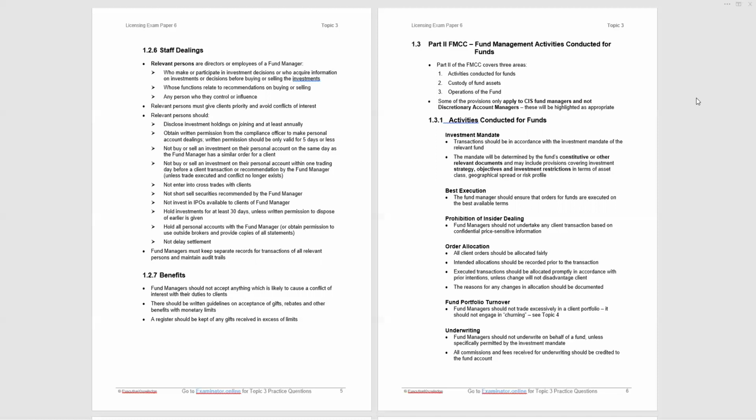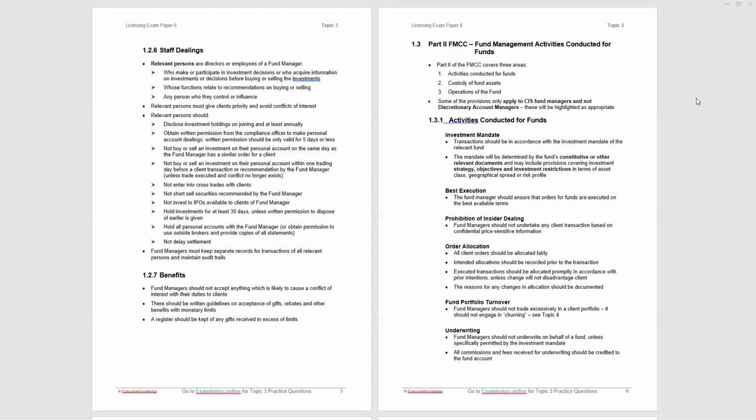1.3.1, activities that are conducted for funds. Well, this is for the collective investment schemes. There should be an investment mandate, and we have details of what is in that mandate. Best execution, fund managers should ensure orders for funds are executed on best available terms. Insider dealing, not surprisingly, is prohibited. Order allocation, clients should get priority and be treated fairly. Fund portfolio turnover, no churning.